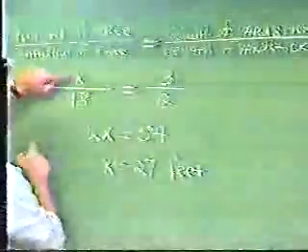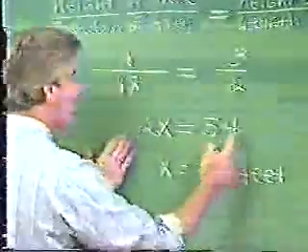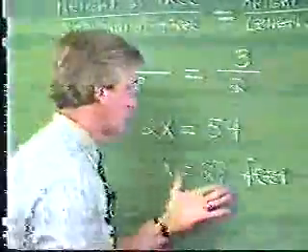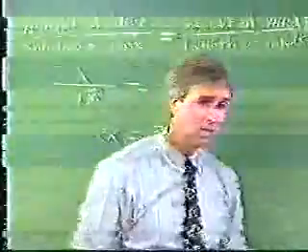And then all we have to do, of course, is fill in our information. The height of the tree, we said we were going to let x stand in for that height. So x is to 18 as 3 is to 2. And then by cross multiplication, x times 2, 2x, 18 times 3, 54. Dividing on both sides by 2, we find x to be 27. So the height is 27 feet, and we haven't even had to climb the tree.